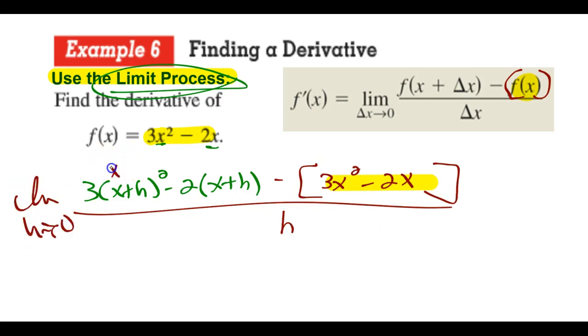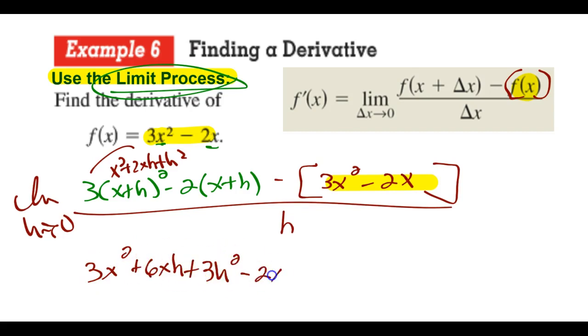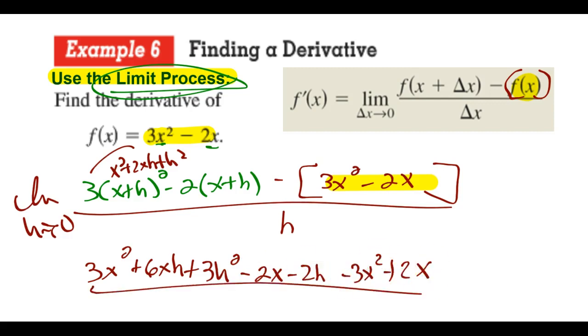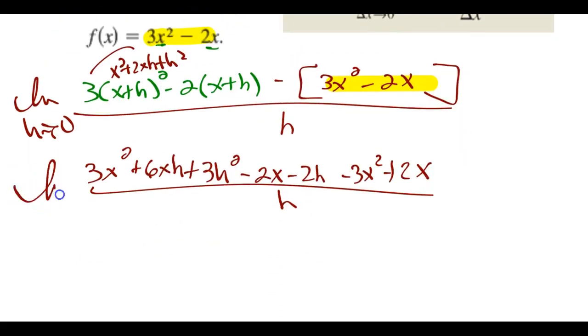So let's multiply this out. x squared plus 2xh plus h squared, and distribute the 3. 3x squared plus 6xh plus 3h squared minus 2x minus 2h minus 3x squared plus 2x. Hopefully I've done that right. This is a long problem. The limit as h goes to 0. Hopefully if you've done this correctly, some things will cancel. It looks like they do. Every term that's left looks like it has an h in it.